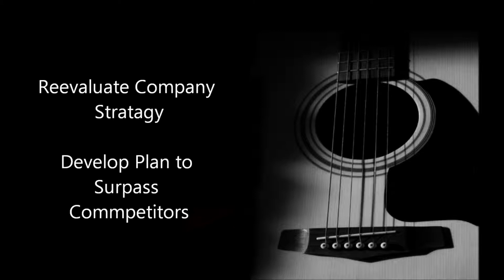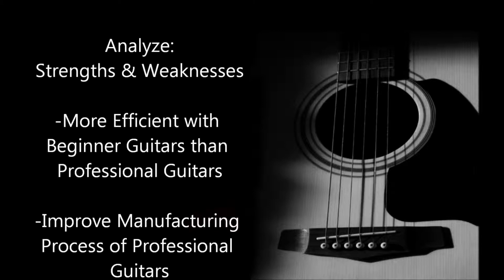We have come up with a few ways that can help American Guitar Company take this first step towards a more successful future. A crucial step to fine-tuning company strategy is to analyze the strengths and weaknesses of the company. Through our analysis of the company's business process, we have found that American Guitar Company is much more efficient in the manufacturing of their beginner model guitars as compared to their professional models. If American Guitar Company cannot find ways to improve the manufacturing process of their professional guitars, it should reconsider this product line. Of course, before taking any significant actions, in-depth research and evaluations should be made.